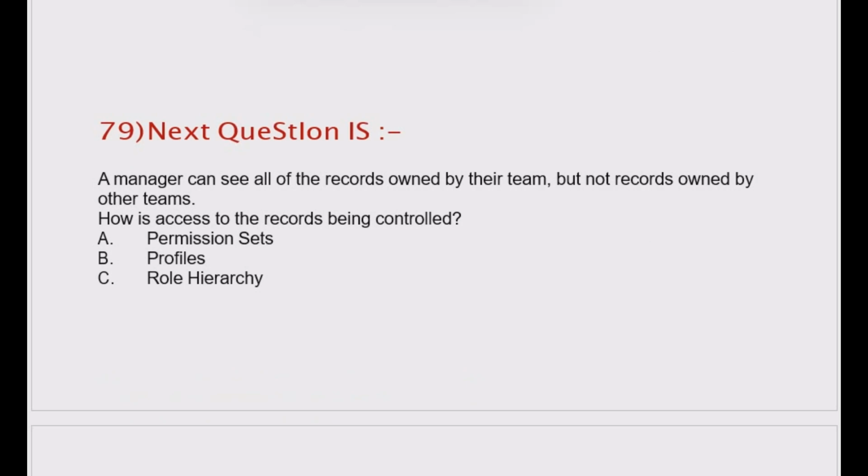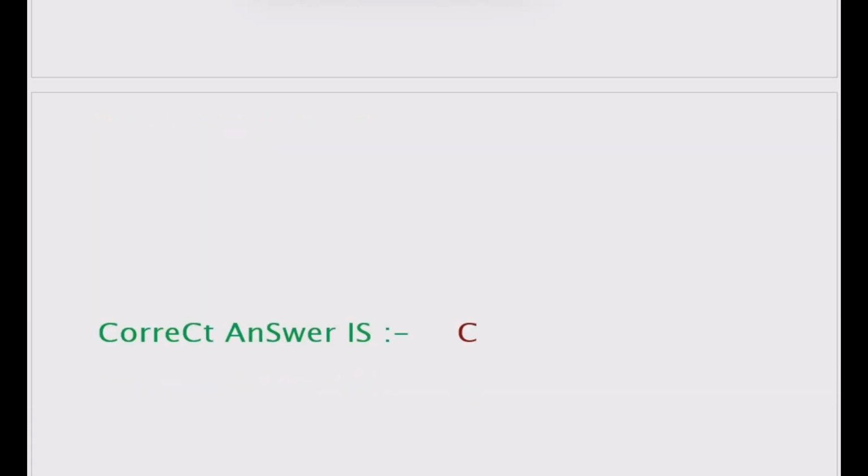Question is, a manager can see all of the records owned by their team, but not records owned by other teams. How is access to the records being controlled? Option A. Permission sets. Option B. Profiles. Option C. Role hierarchy. Correct answer is option C.